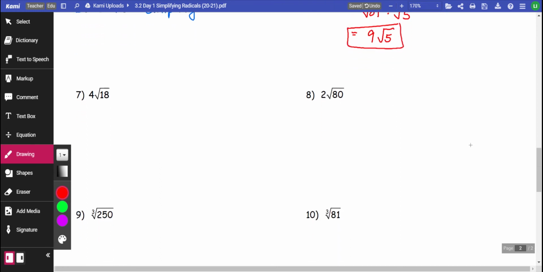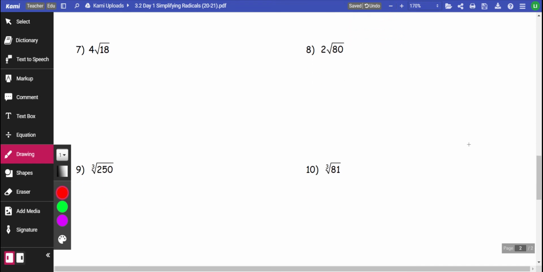Okay, now in 7 and 8, you'll notice that we have numbers in front. So we're going to go through simplifying when you already have a coefficient. I'm going to break up the square root of 18. 18 is 9 times 2. Remember, this is 4 times the square root of 9 times 2. Break up my square root: square root of 9, square root of 2. Square root of 9 is 3. Square root of 2 is just the square root of 2. 4 times 3, I have 12 square root of 2.